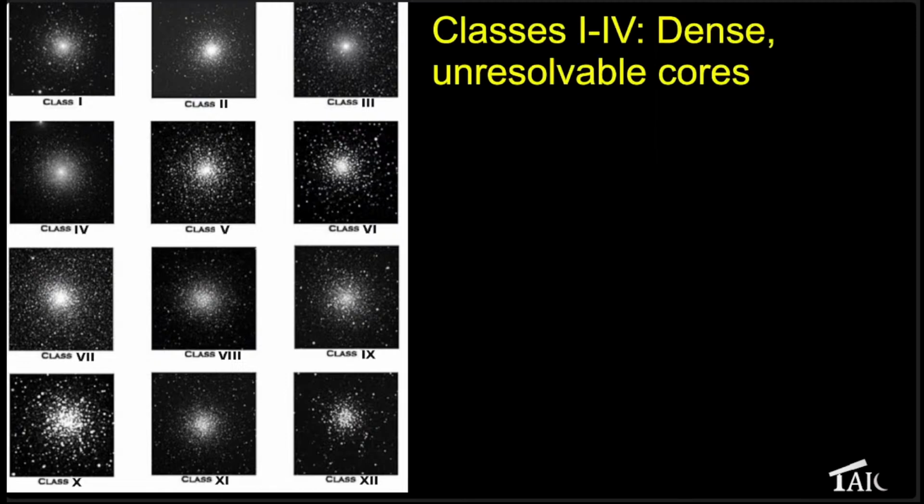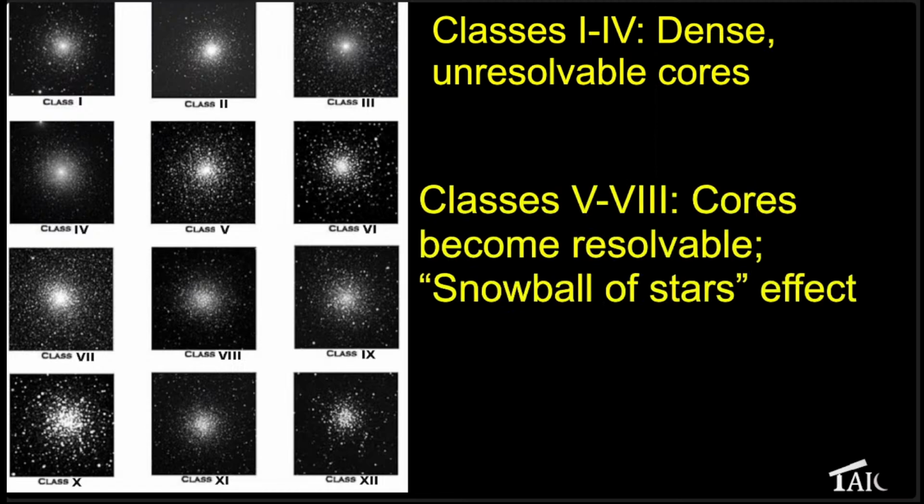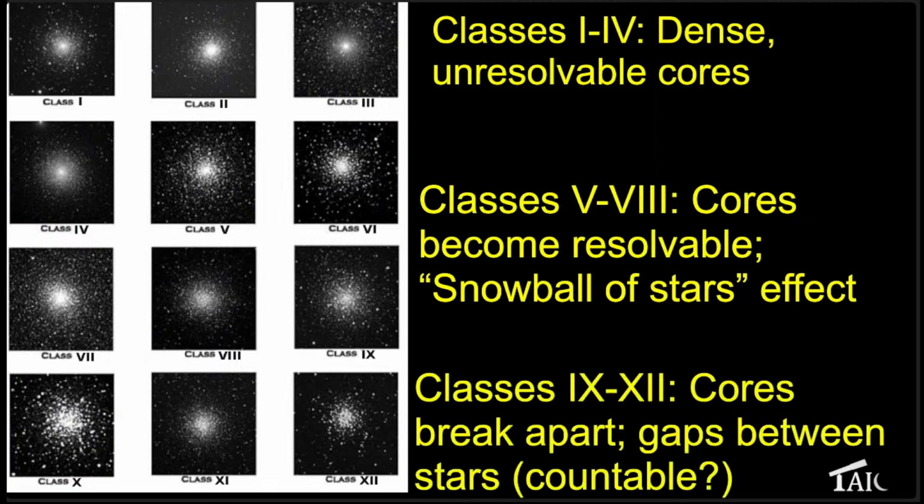When you look at classes 1 through 4, they all have dense, essentially unresolvable cores. When we move from classes 5 through 8, the cores become resolvable, and this produces the common snowball of stars effect that we see in globulars like M13 and Omega Centauri. Then when we get up into the higher classes, 9 through 12, the cores appear to break apart, and we can actually see gaps between the stars. So many gaps that if you felt like you had an eternity of time, you could actually count every single star in the cluster.